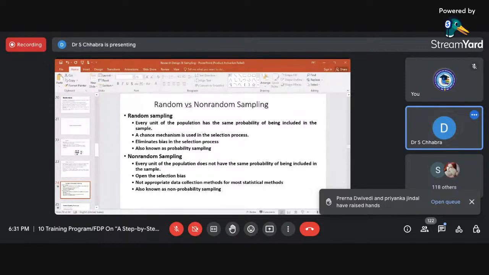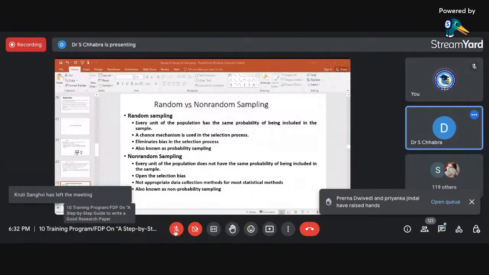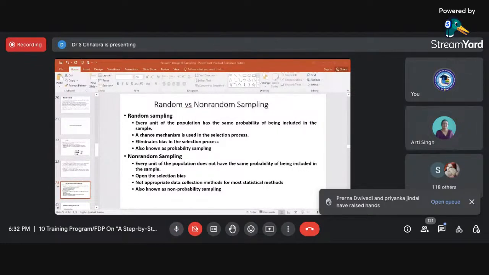Sorry. If you are picking a random sample, that means, say, you throw open a question in a class and anyone can stand up and answer. Like, if I ask you, am I audible? Yes, sir. So from the entire group, anyone can answer. This is a random sample. Now if I ask, Aarti ma'am, am I audible? Yes, sir. Now this becomes a non-random sample.